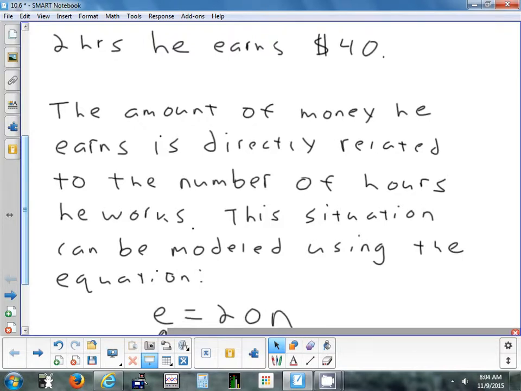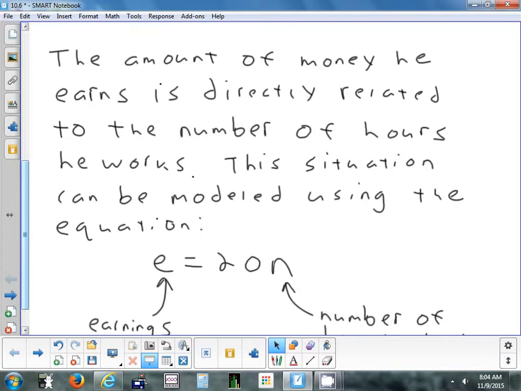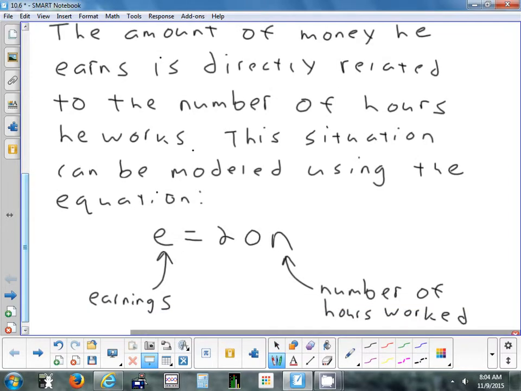So let's look at a formula that would give us how much money he earns as a function of the number of hours he works. This is just an example, just listen to this. That's why I don't have to write anything. If I filled in 1 for the number of hours of work, what's 20 times 1? 20. That would give me an earnings of $20. If we plug in 2 hours, what's 20 times 2? 40. So that would be an earning of $40. If we plug in 5, 20 times 5 would be 100.